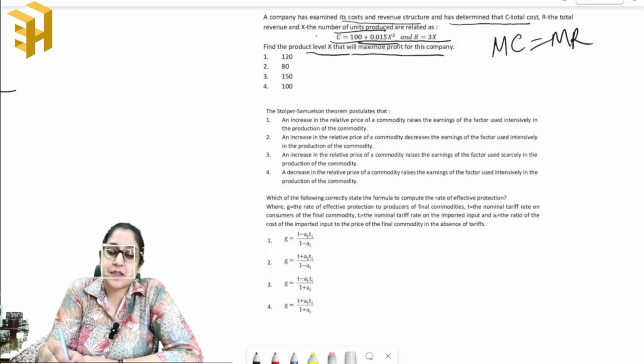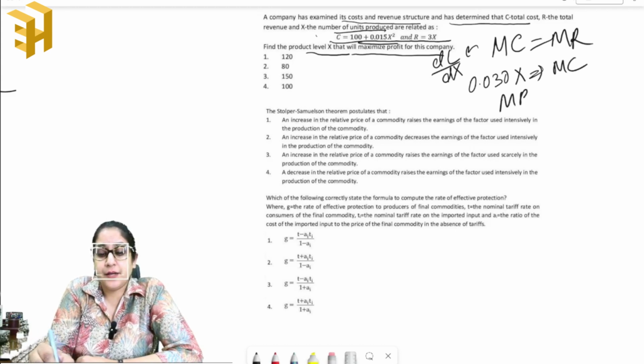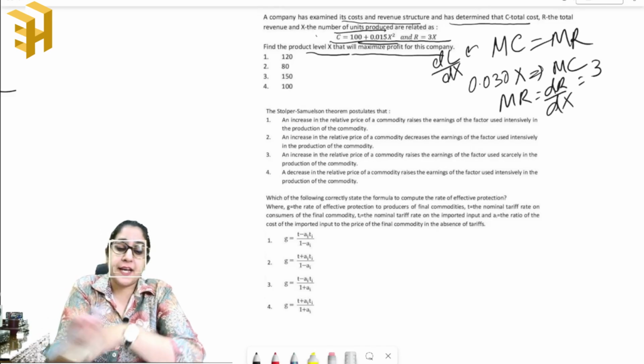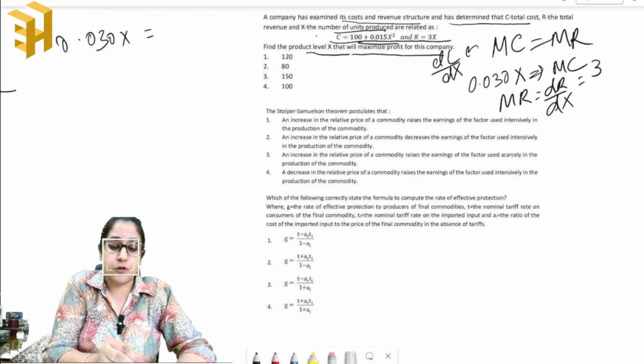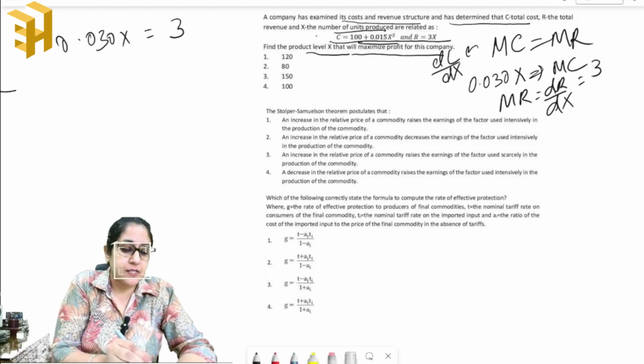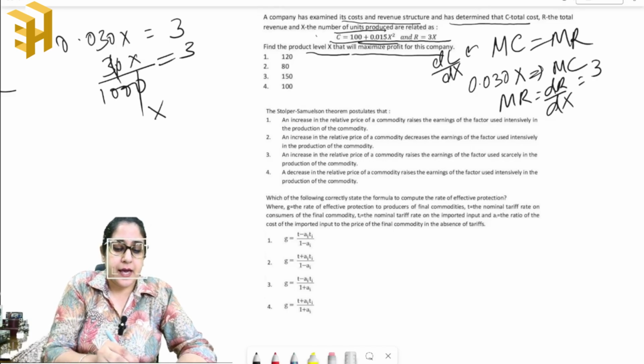So MC is nothing but dC by dx. So here given the cost function, we can find 0.030x as our MC. And MR will be dR by dx, which is given as 3. So equating MC is equal to MR, we get 0.030x is equal to 3. So solving this, we get 30x upon 1000 is equal to 3. So 0 cancel, x will be equal to 100.